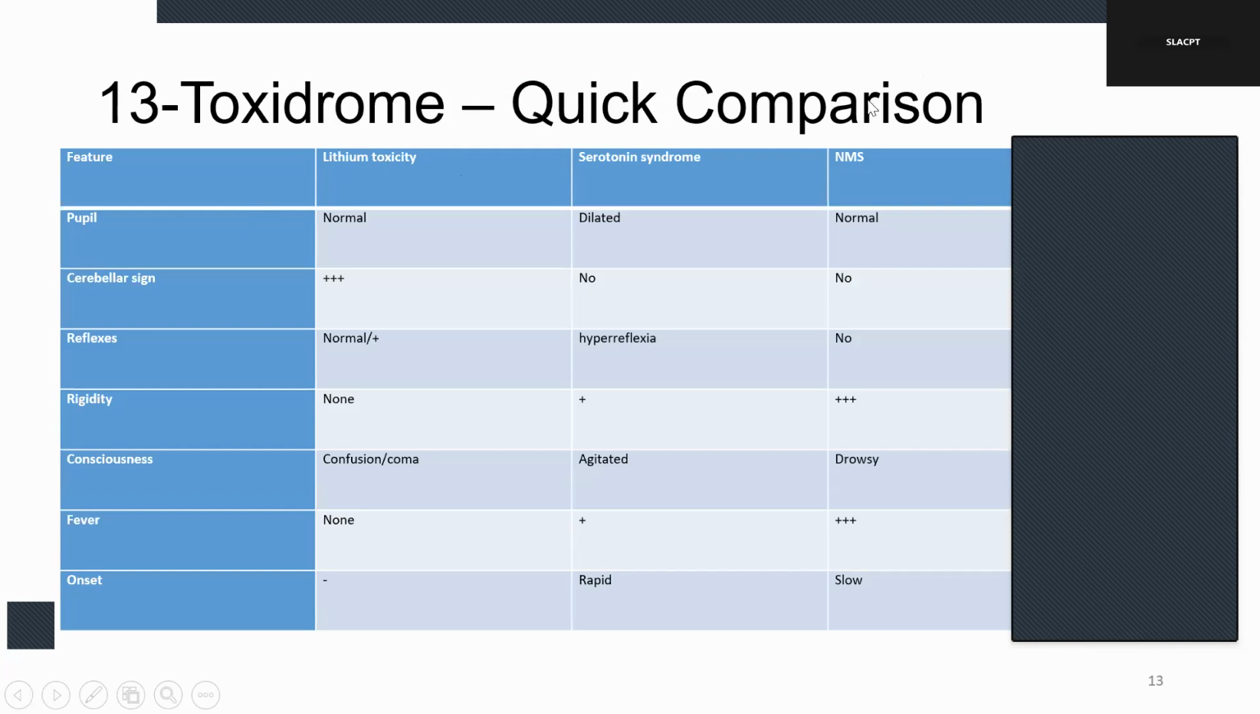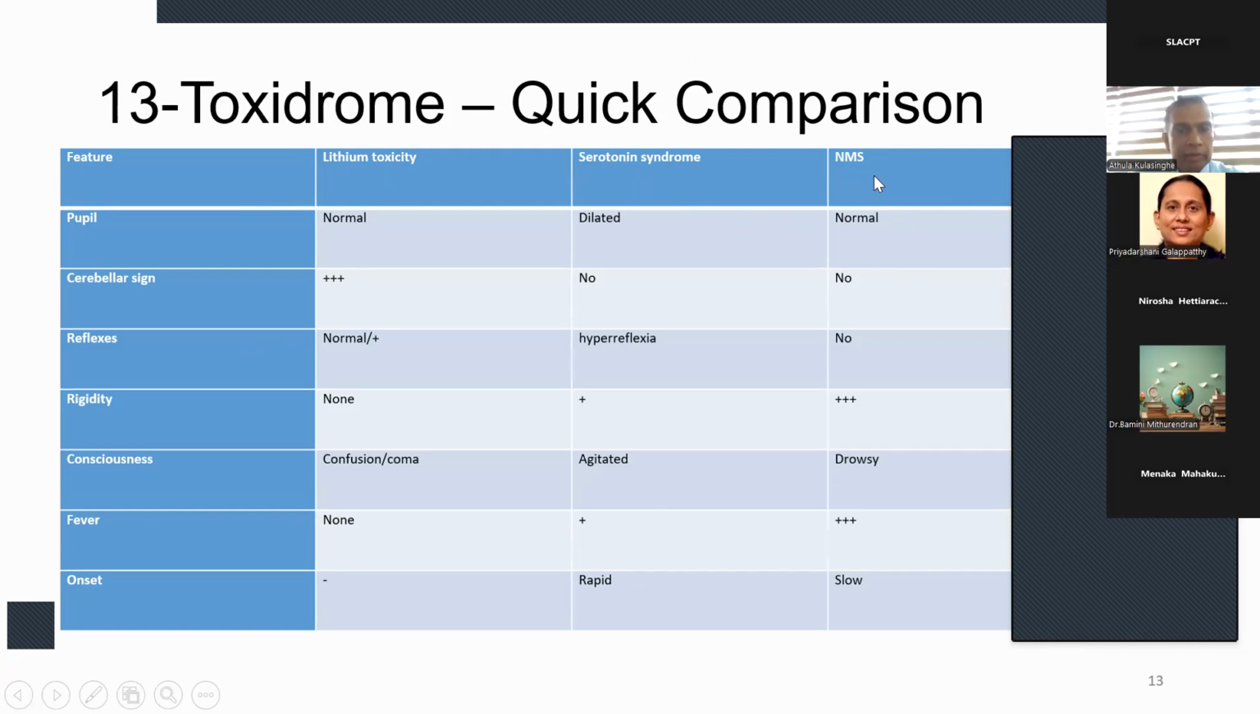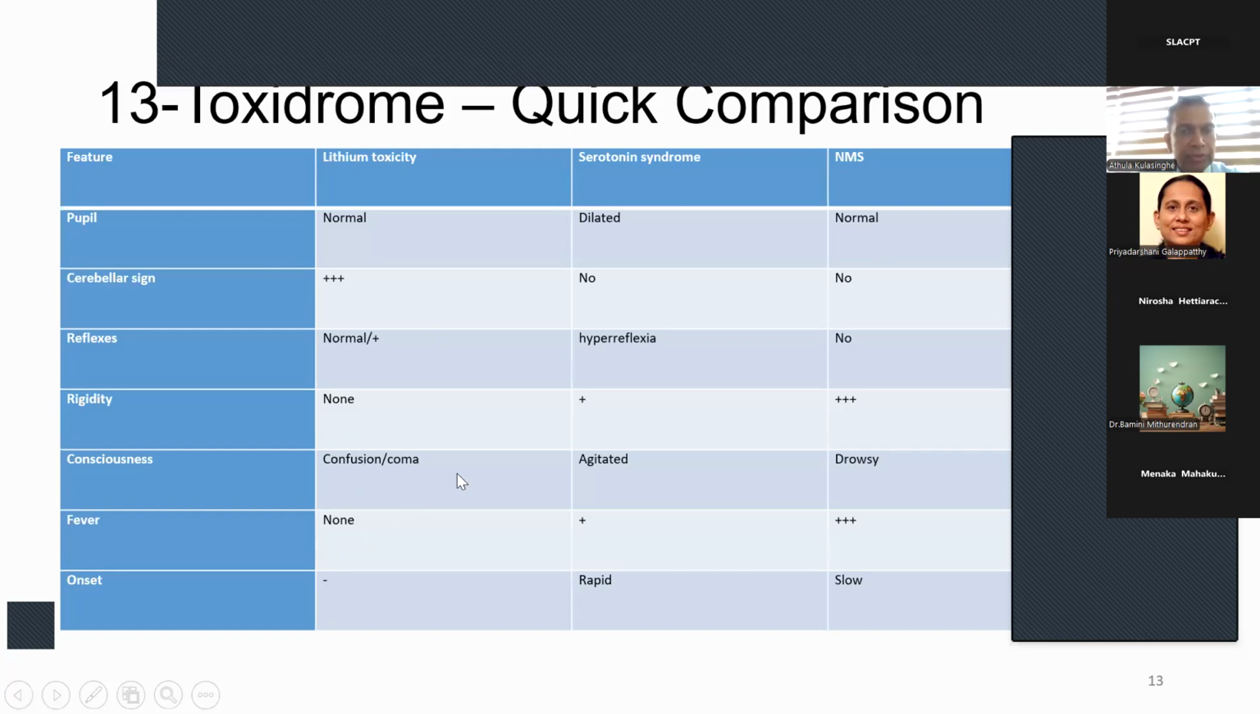So this is a quick comparison of lithium toxicity versus serotonin syndrome and neuroleptic malignant syndrome. In lithium toxicity, the pupil may be normal, with dominant cerebellar signs and confusion. Here the key thing is the dominant cerebellar signs and the confusion.